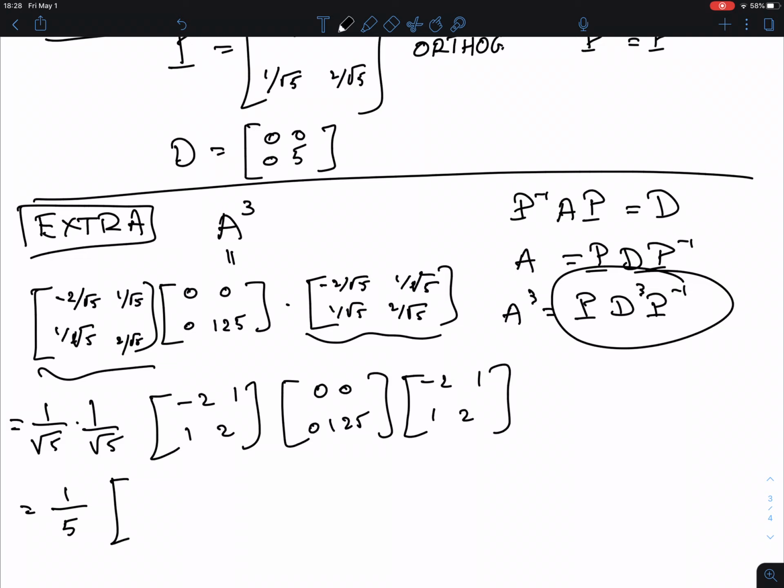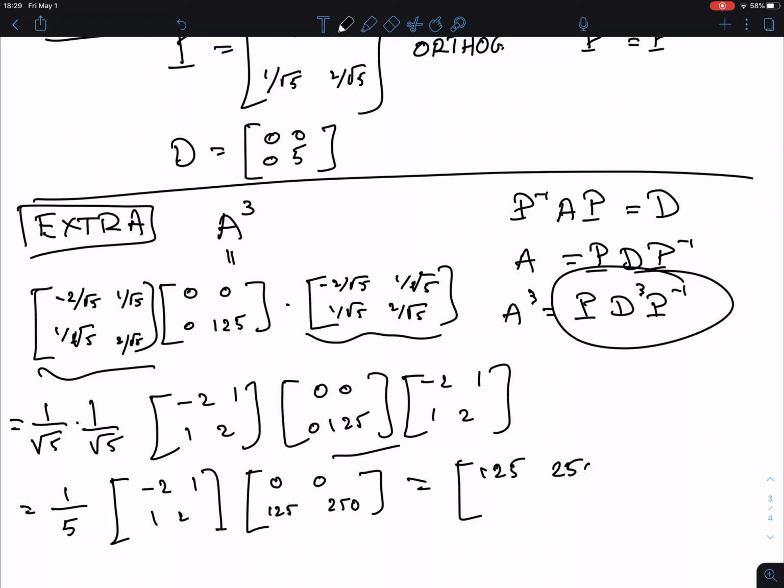Let's work out these two here. If I multiply with the first row, of course, I get zeros, and the second one is going to be 125 and 250. Now multiply this out. The first element is 0 plus 125. The second element is 0 plus 250. Then we have 0 plus 2 times 250, and then we get 500.